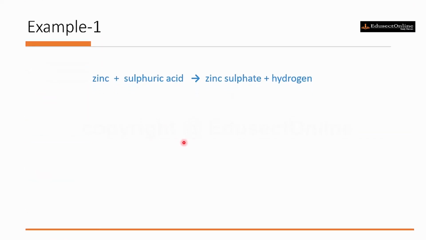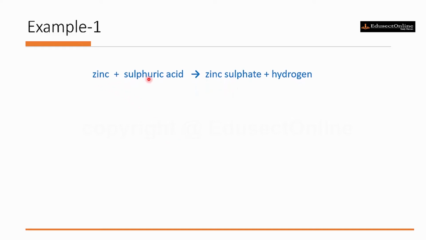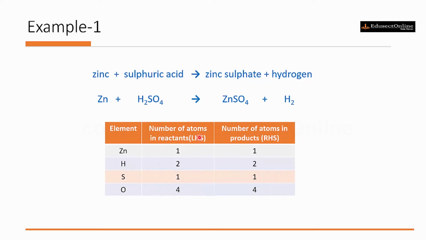For example, zinc reacts with sulfuric acid and produces zinc sulfate and hydrogen. The chemical equation will be like this: Zn plus H2SO4 produces ZnSO4 and H2. Let's see whether this equation is balanced or not. For that, we have to count the number of atoms on the reactant side and the number of atoms on the product side. So we have drawn three columns here. The elements in this equation are zinc, hydrogen, sulfur and oxygen. Let's count how many atoms there are.